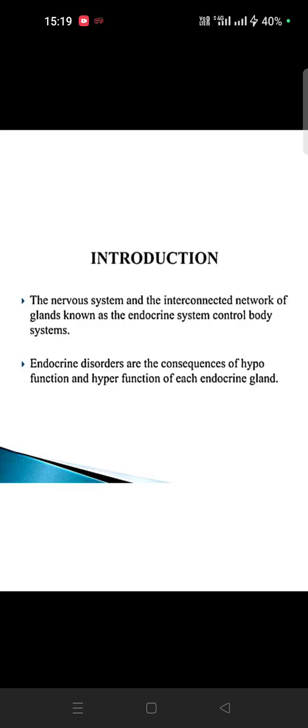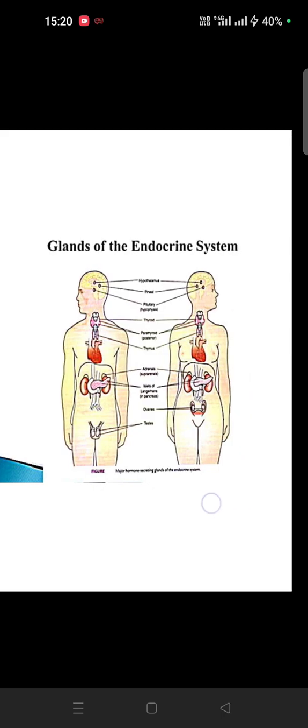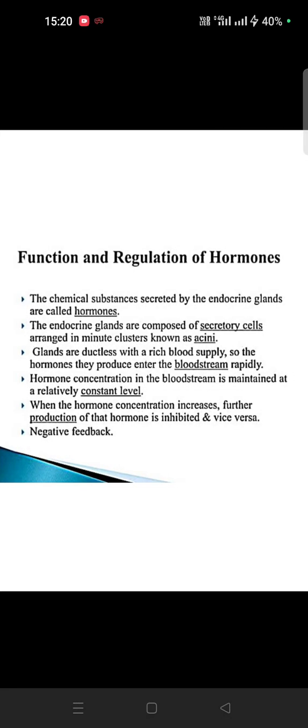So, introduction: the endocrine system is the interconnected network of glands. It controls the body systems. Endocrine disorder is the consequence of hyperfunction or hypofunction of the endocrine glands. The glands of the endocrine system include the hypothalamus, pituitary, thyroid, and adrenals, and then the parathyroid, thymus and all. It is the function and regulation of the hormones, which are secreted by the endocrine glands.